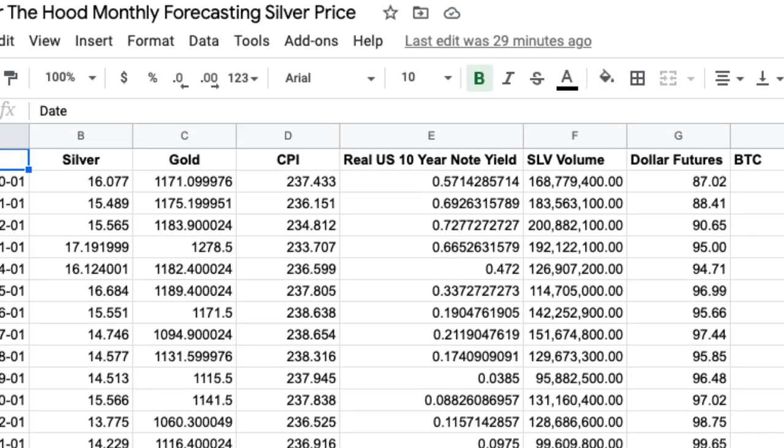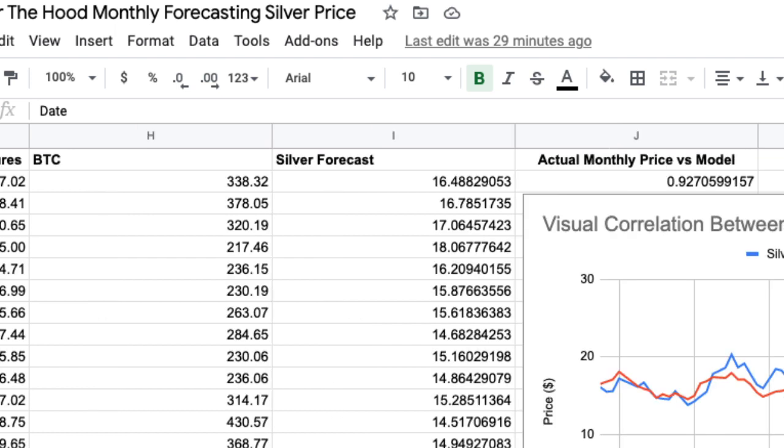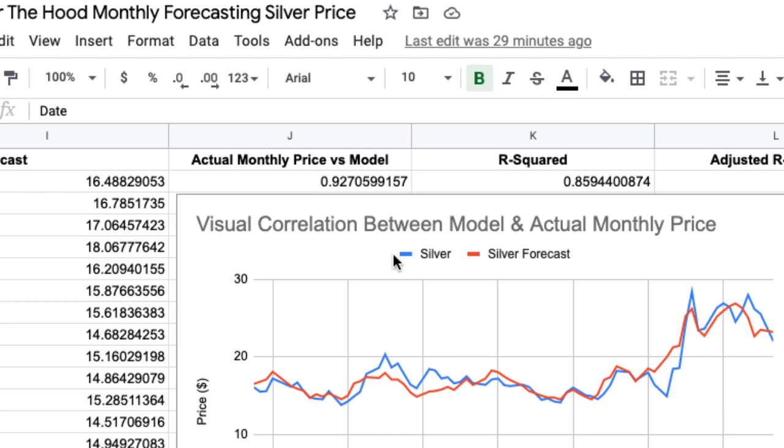Now, you're actually looking under the hood, you could say, at the engine of my silver price forecasting model that I pretty much see and have control over. This is what the relationship looks like between the silver price forecast and the actual silver price month to month. So it's pretty tight, as you can see there, about a 0.93 correlation, 0.86 in R squared, and same thing with adjusted R squared.